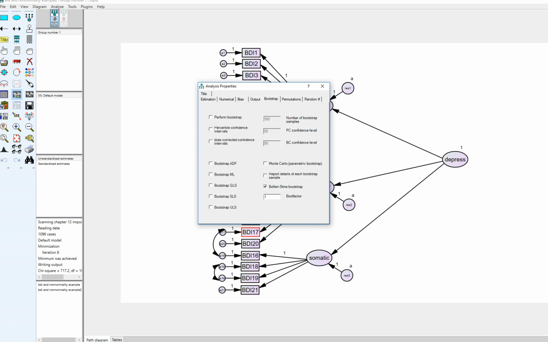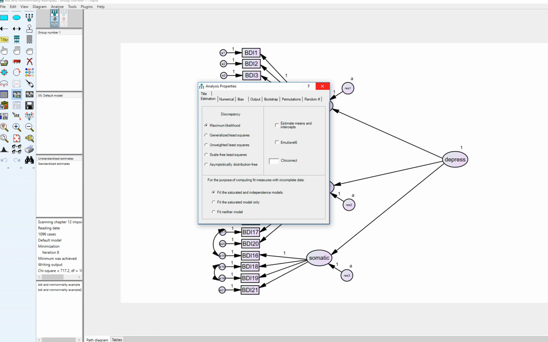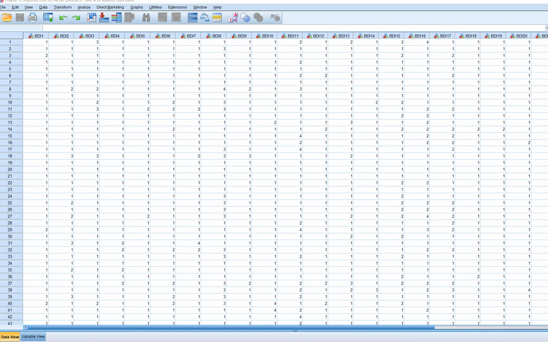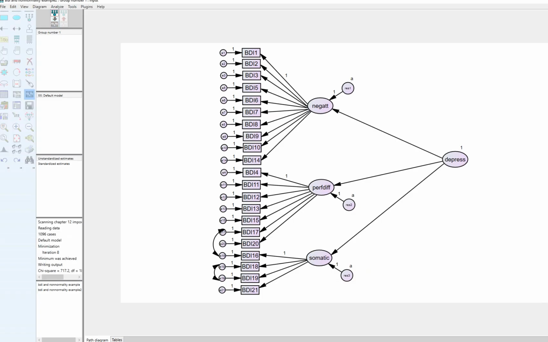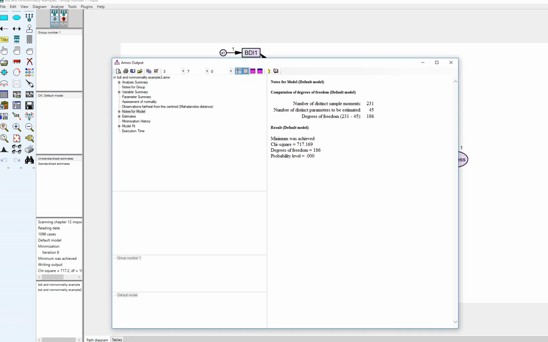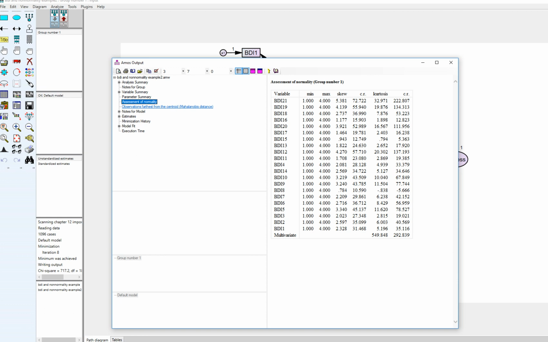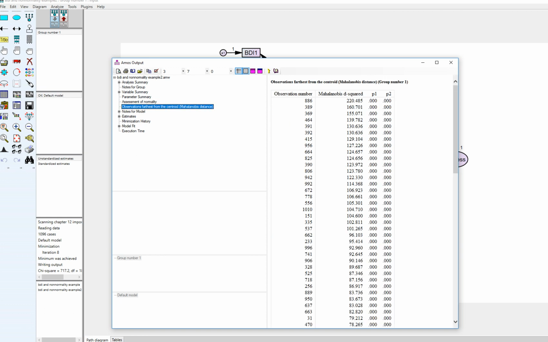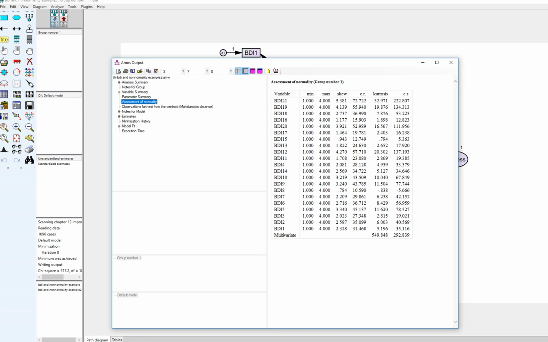Okay, so at this point, I'm going to run the analysis, and when I click on the output box, you'll see that I get assessment of normality and then Mahalanobis d-squared values. Under assessment of normality, what I get are skewness and kurtosis values, as well as a critical ratio for each of those. Essentially, you can look at the critical ratio as z-scores or z-values.